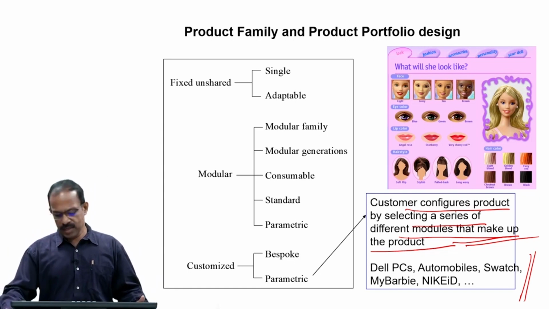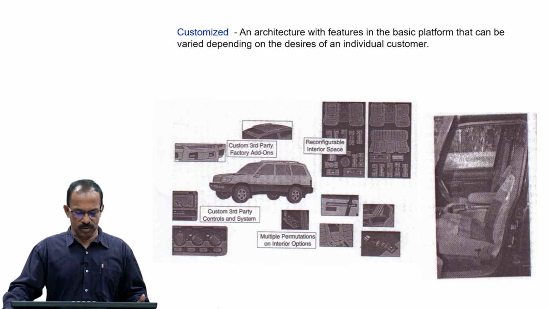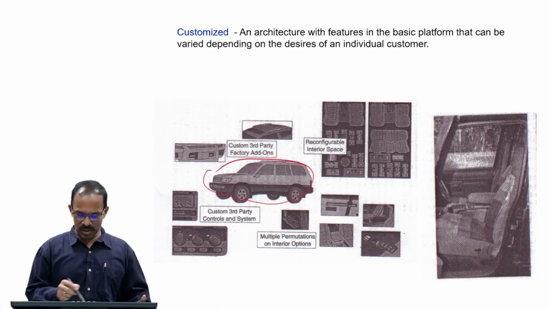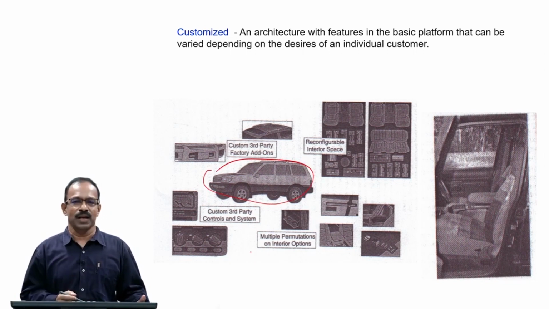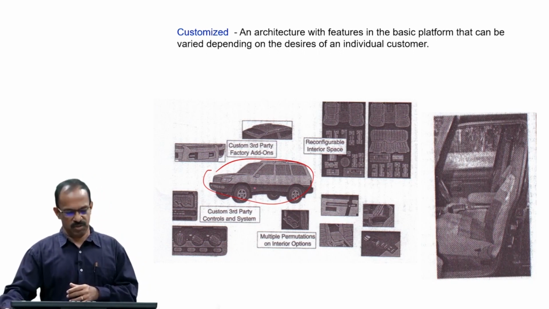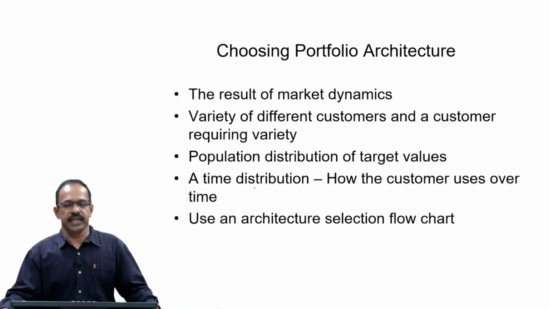All right, so that's all the portfolio architectures. So customized, we already saw this. The car can actually be designed based on the customer's choice of various modules, and then they will assemble it and give it to you. So that is the customized one. Okay, now we saw these are the main architectures available.